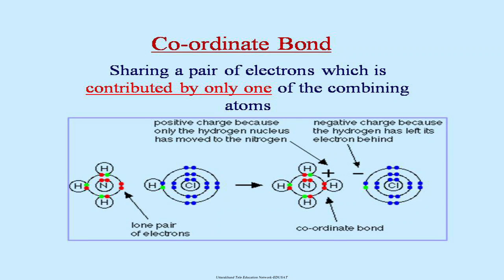This is a medium type of bonding. The strength of coordinate bonding is less than that of covalent and ionic bonding, but it is stronger than that of hydrogen bonding and other weak interactions.